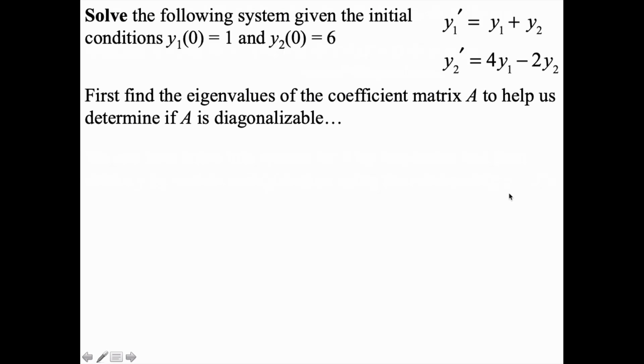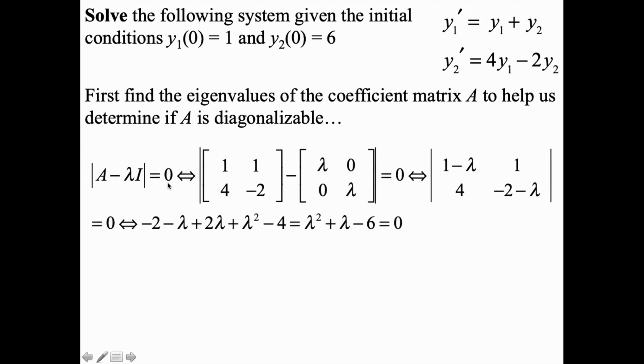So let's go back to that original system. In fact, here's the original coupled differential equation system I had earlier, and I'm even going to throw in some initial conditions. Let's go all out here and solve for everything we possibly can. What if I told you that y1(0) equals 1 and y2(0) equals 6? Can we then solve for the solution to this system? Well, first we need to find the eigenvalues of the coefficient matrix A. We need to know if A is diagonalizable, because if it's not, this won't work.